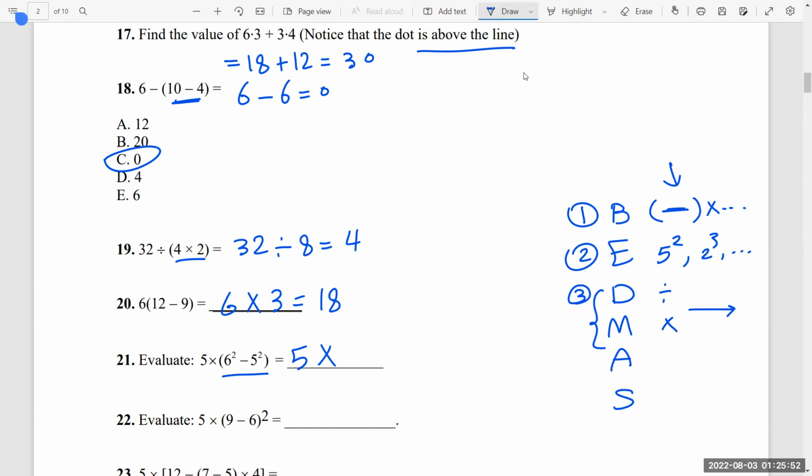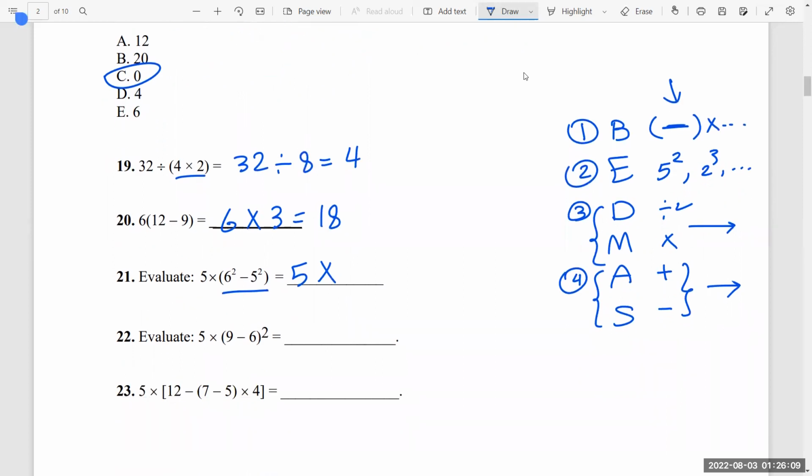Divide and multiply in the same order. If divide comes first, you have to divide first. Multiplication coming first from left to right, please multiply. And the last step, add and subtract, also from left to right. So by applying this rule here, 6 squared is 36 minus 5 squared is 25. So 5 times 11 is 55.